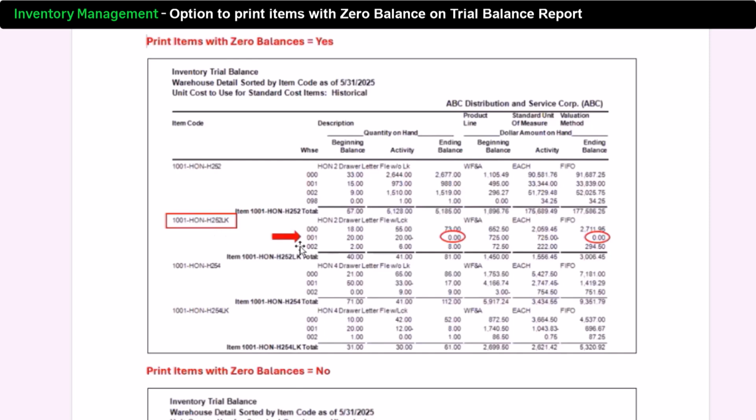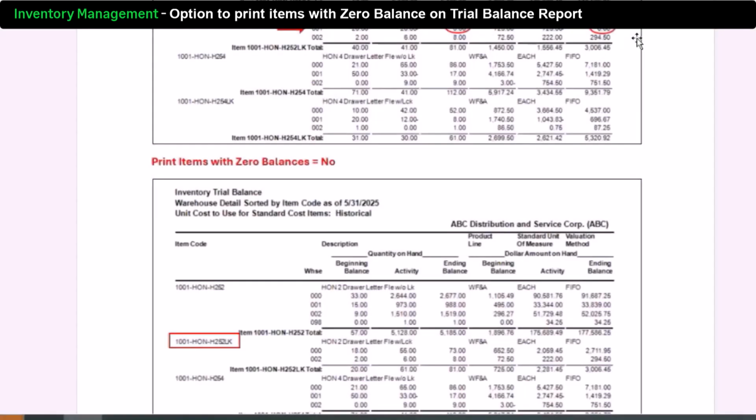There is activity, but the ending balance for quantity on hand is 0, and the ending balance for the dollar amount on hand is 0. Sometimes you're going to get a lot of these records with 0 balances that clutter up the report. If you set the option to print items with 0 balance to no, it will suppress those lines. You can see here in the second version of the report, Warehouse 001 has been removed from the report.